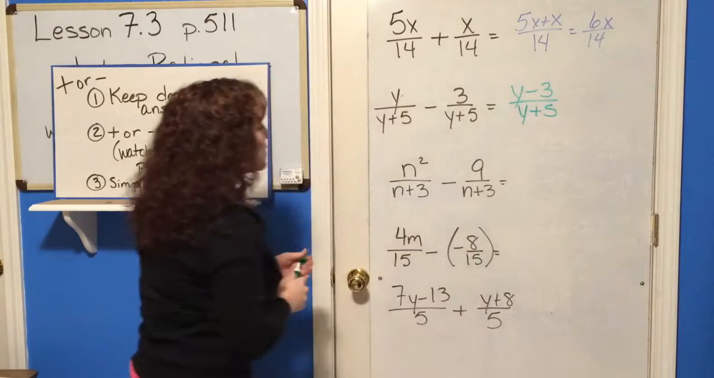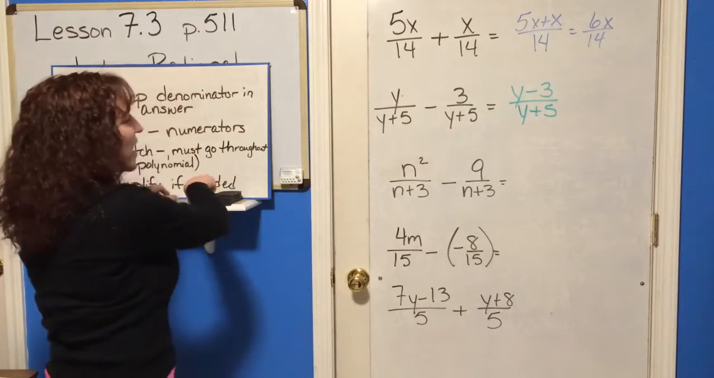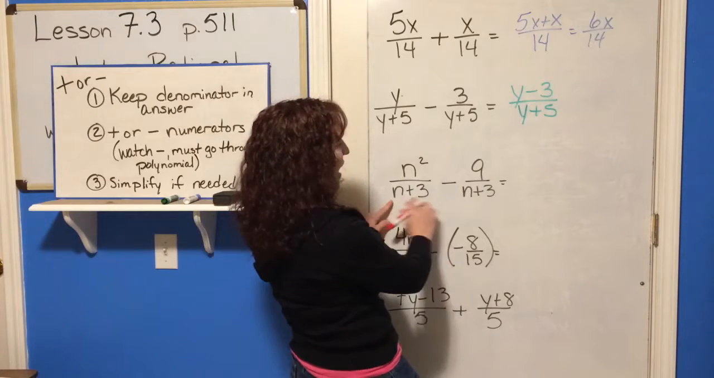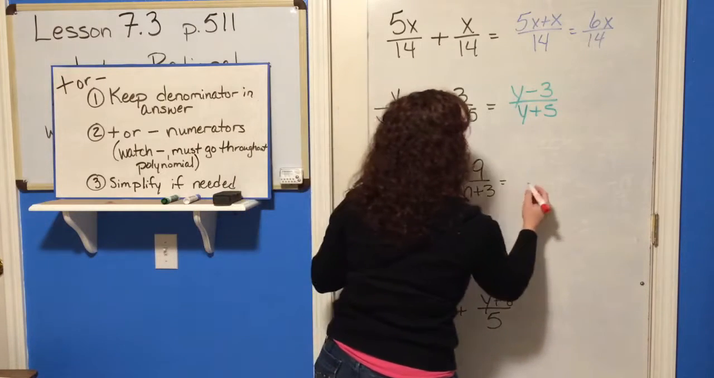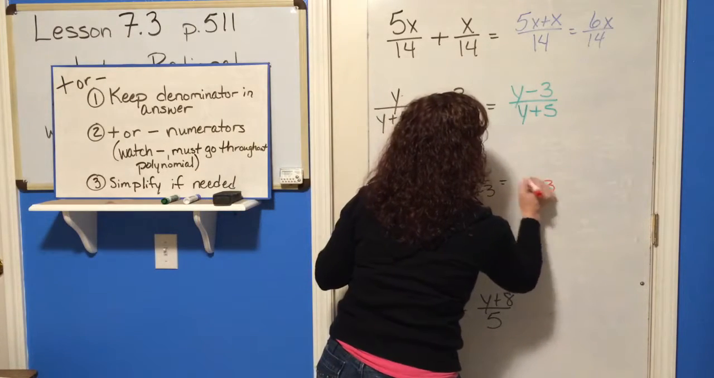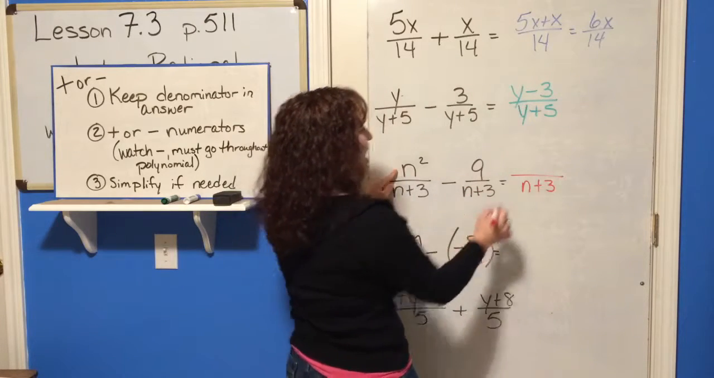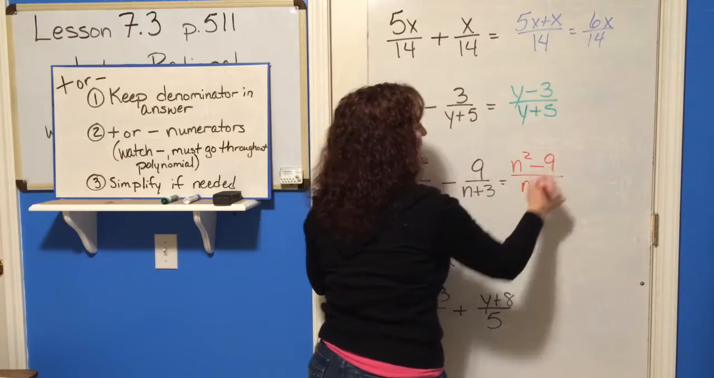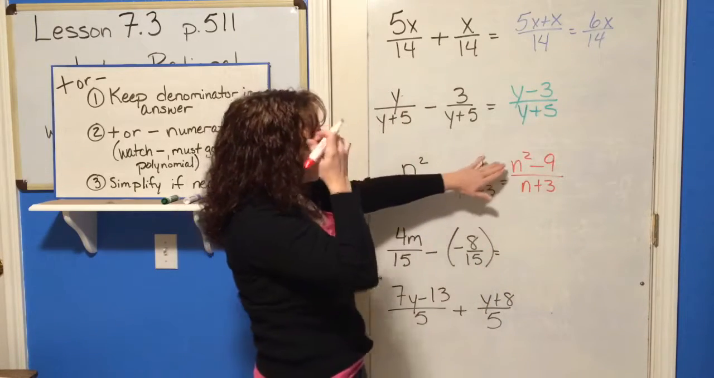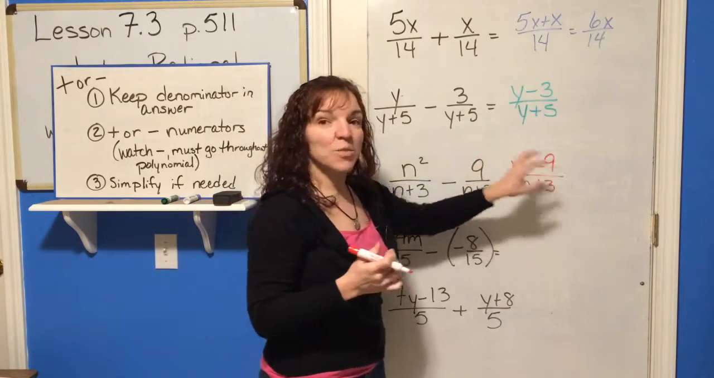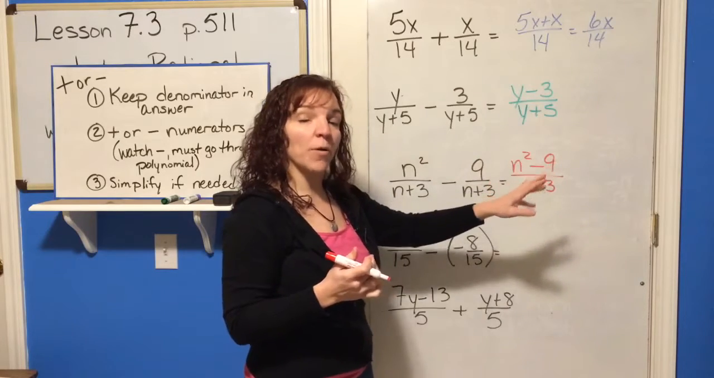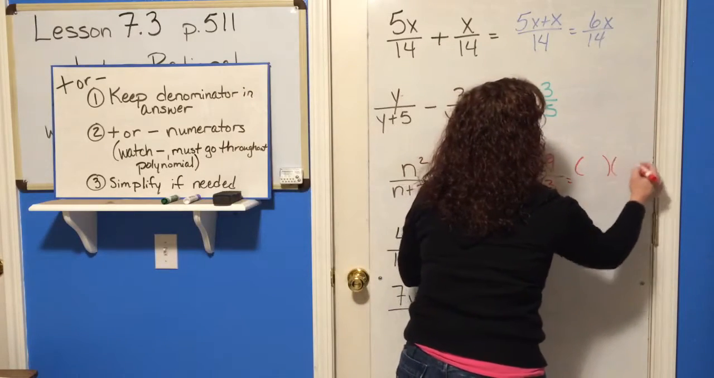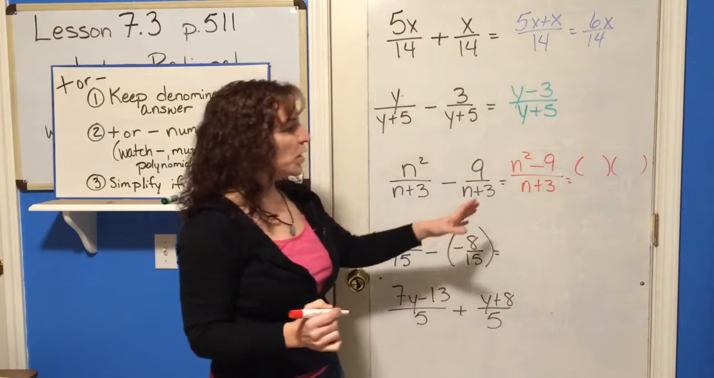All right. The next one is a little bit more complex, of course. That's what we always do. n plus 3 is your denominator, and that stays the same. Your numerator now is n squared minus 9. And now if you'll look, n squared minus 9 is a perfect square minus a perfect square. So you can factor that into two parentheses.